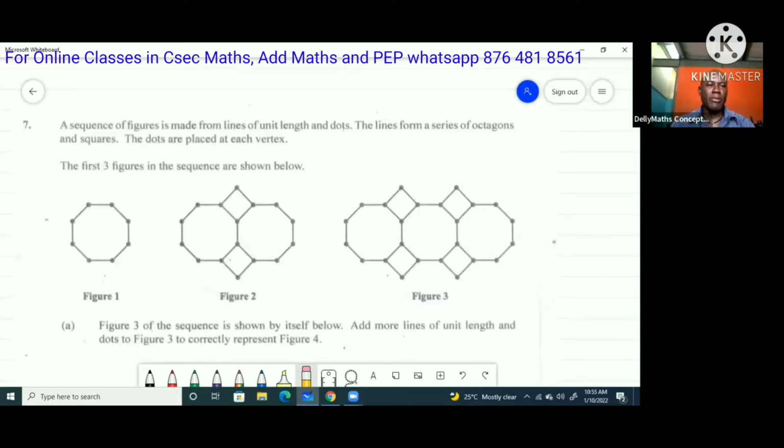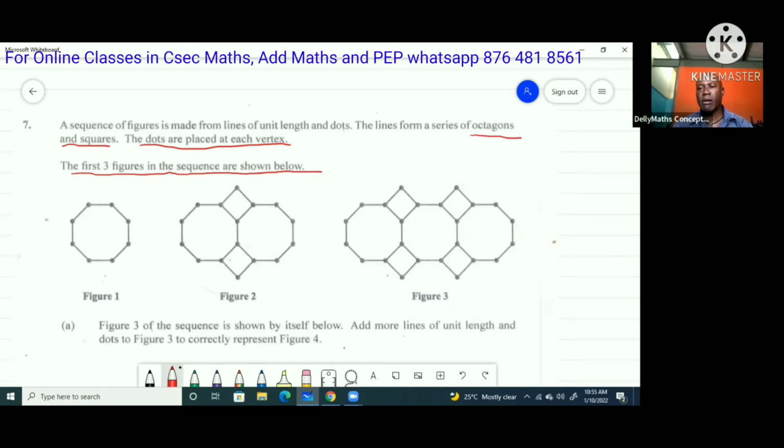Here it is. I'm going through question 7, which is the problem solving question on the CXC January 2022 Paper 2. All right, so let's read quickly. It says, a sequence of figures is made from lines of unit length and dots. The lines form a series of octagons and squares. The dots are placed at each vertex. All right, the first 3 figures in the sequence are shown below.